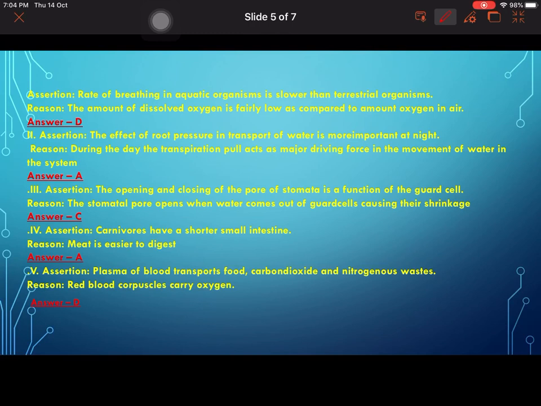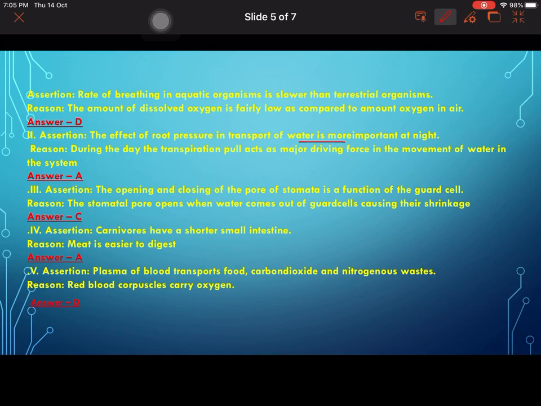Effect of root pressure in transport of water is important at night. During the day, the transpiration pull acts as a major driving force. So during the day, water is pulled up with the help of transpiration pull, but in the night when the process of transpiration is not taking place, it is solely root pressure. So answer will be A.